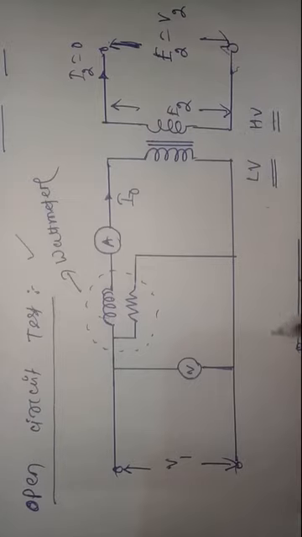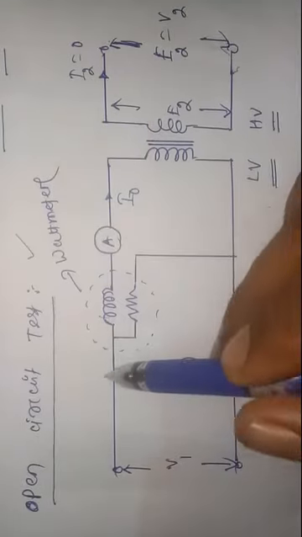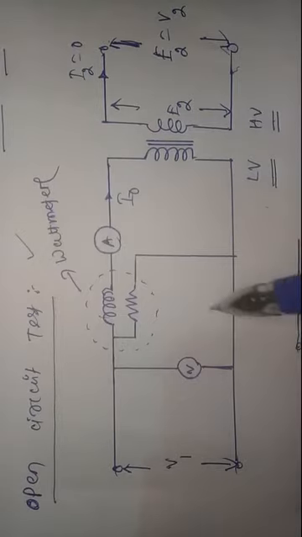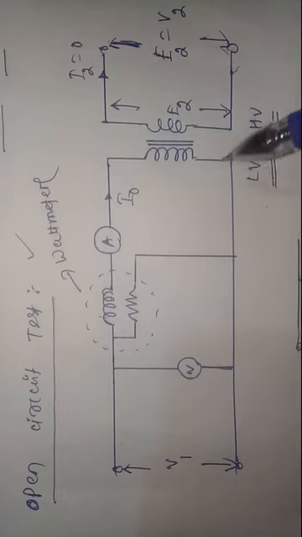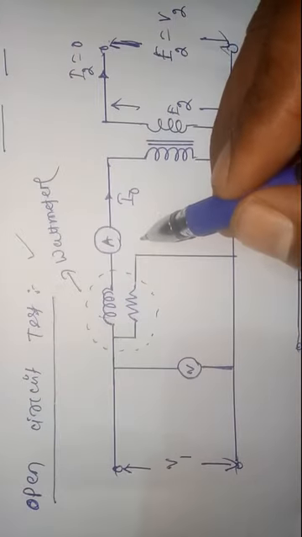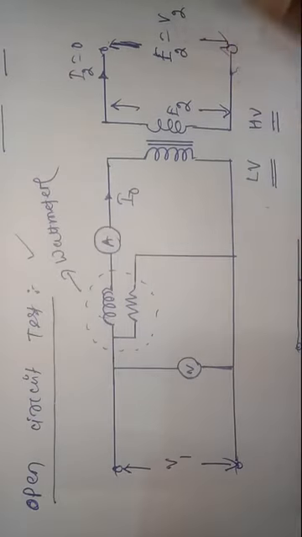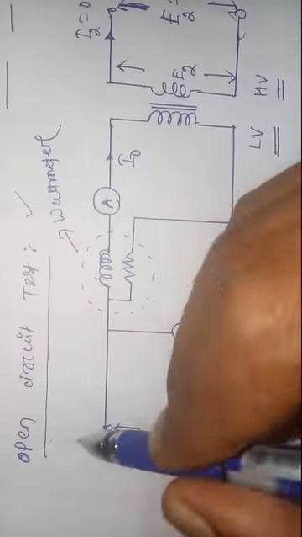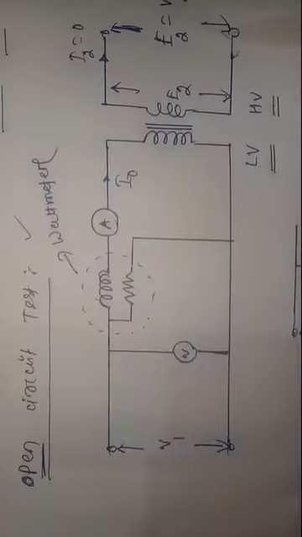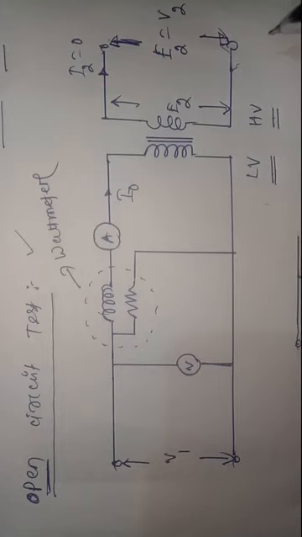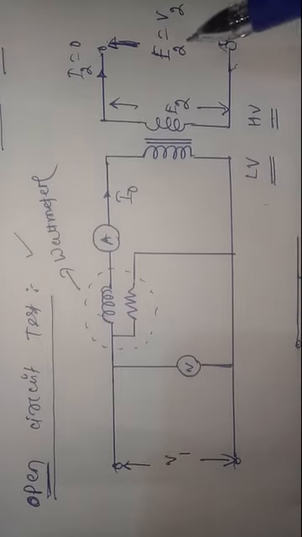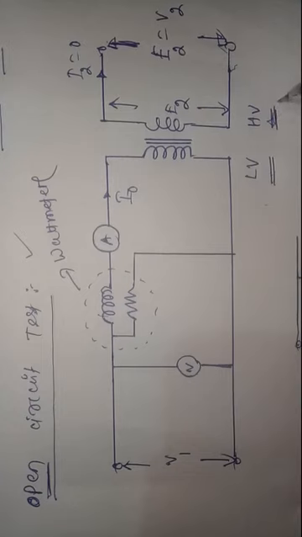Before that, a voltmeter is connected across the input terminals, and this one is the wattmeter. The wattmeter is used to read the iron loss as well as some amount of copper loss. The ammeter is used to measure the no load primary current. As the name open circuit suggests, no load is connected, so the secondary is open circuited. This is on the HV side. The transformer tests are conducted on the LV side.